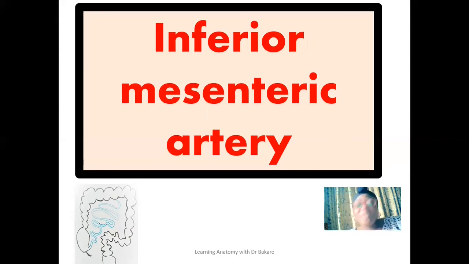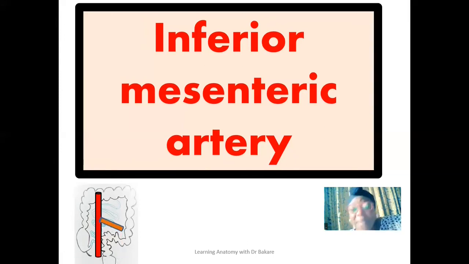Let's look at the inferior mesenteric artery. The inferior mesenteric artery, just as the name implies, emerges inferior to the superior mesenteric artery, and it emerges at the anterior part of the abdominal aorta. So let's say this is the abdominal aorta. You see on the anterior surface, we have the emergence of the inferior mesenteric artery.